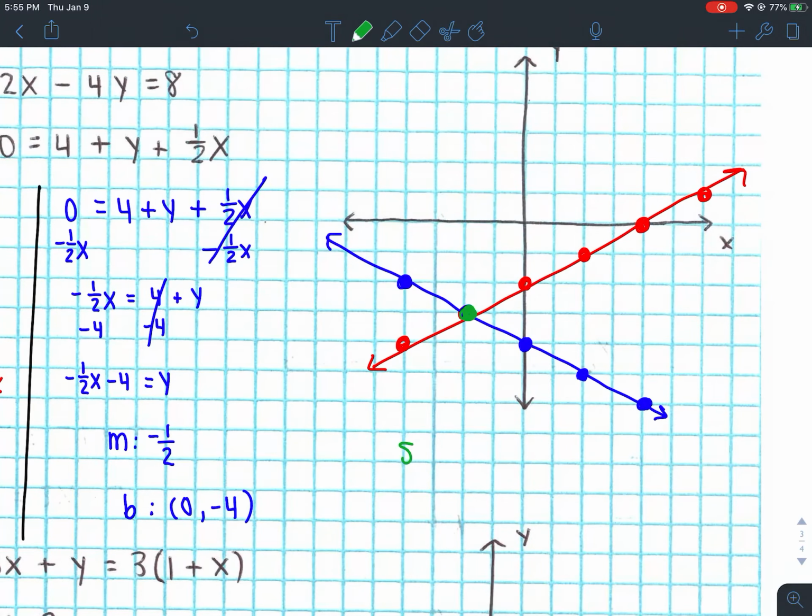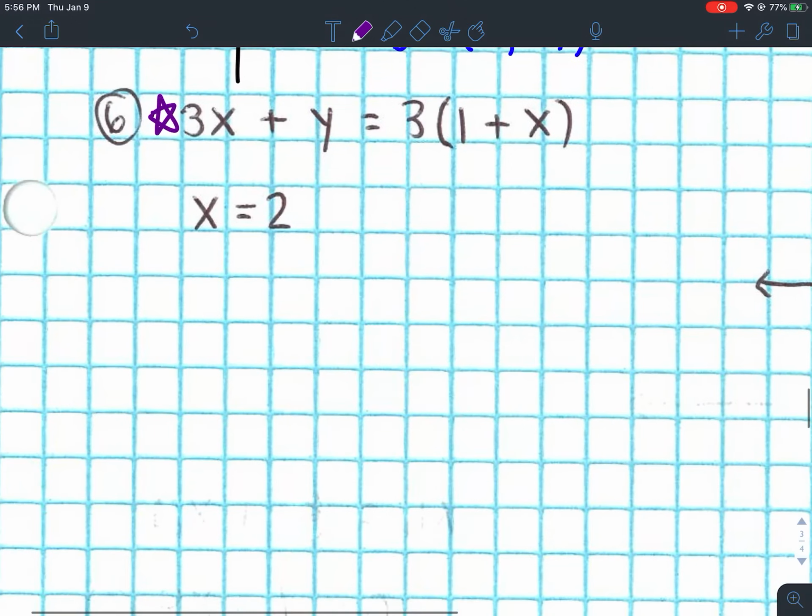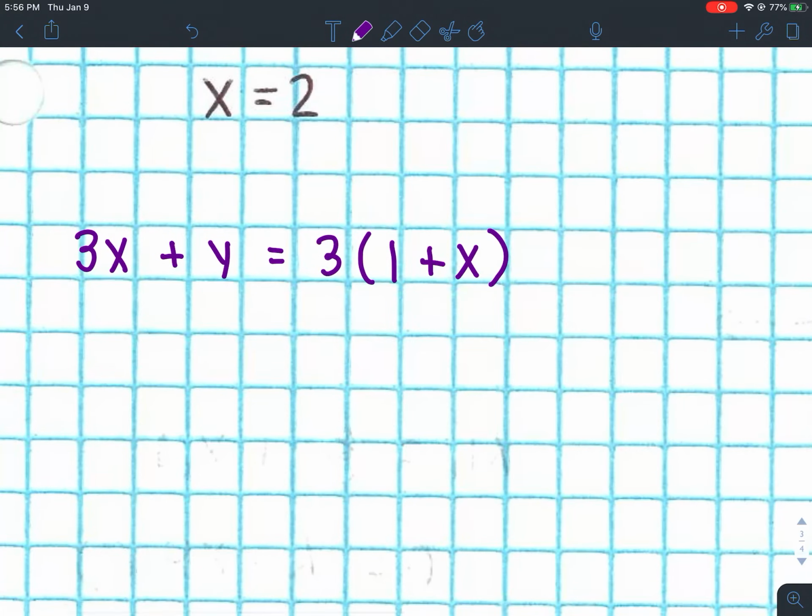Okay, moving on. Number 6. Well, this one looks kind of scary, doesn't it? Because there's some parentheses here. But this kind of looks like point-slope form, but it's not point-slope form, is it? So we want to get y by itself. So the first thing we're going to do is I'm going to write it down here because there's not a lot of room up there. Okay, so the first thing I want to do is I want to get rid of those parentheses. Well, how do I get rid of them?